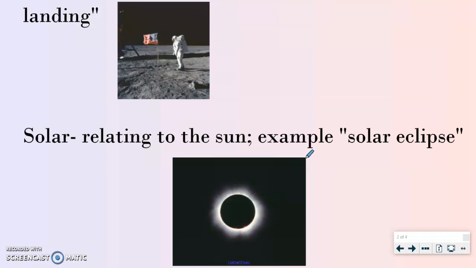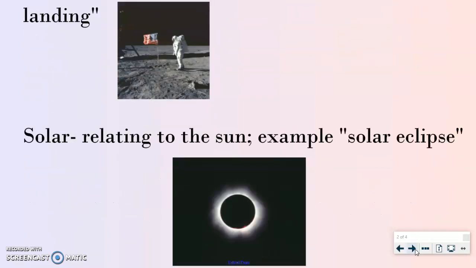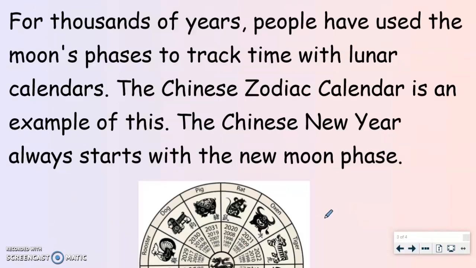Solar flares is referring to when there's a huge burst of energy coming from the sun. Solar system refers to the fact that the planets are orbiting around the sun. So when you hear these words, lunar, moon, solar, sun. All right. So just real quick, like I said, let's talk about these lunar and solar calendars.